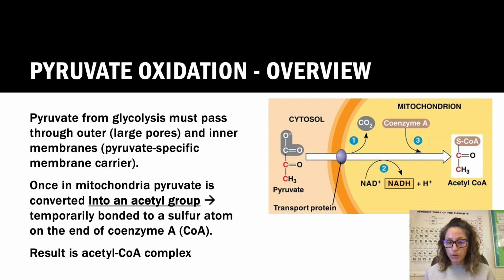Once it's in the mitochondria, we're going to see three reactions occur that convert pyruvate to acetyl-CoA. Acetyl-CoA will then go to the citric acid cycle, which we will look at at a later date. So we're going to look at each of those three reactions, and then we're done. It's not a very long stage compared to glycolysis.